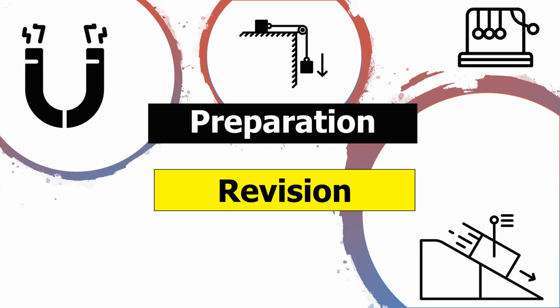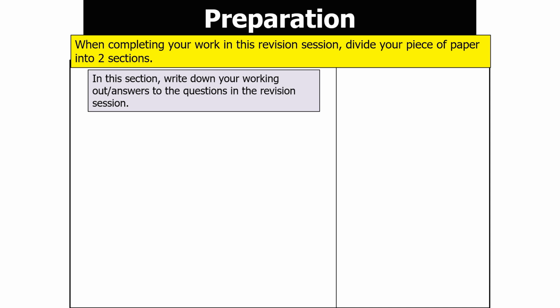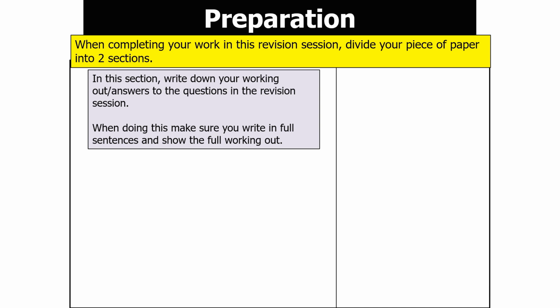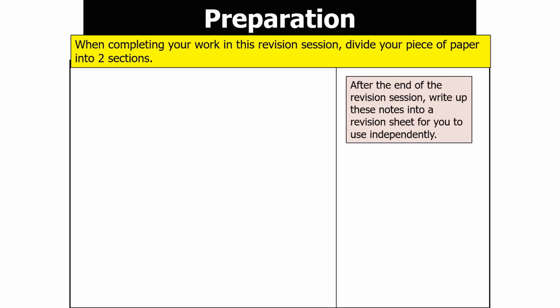So how should you prepare for this revision session? Well, when you're completing your work in this revision session, divide your piece of paper into two sections. Make the section on the left-hand side larger than the right-hand side. In this section, write down your working out and answers to the questions in the revision session. Make sure you write your answers in full sentences and show your full working out. On the right hand side, write down any bits of information which you find useful, any hints and tips on answering questions from this revision session. At the end of this revision session, write up these notes into a revision sheet for you to use independently.